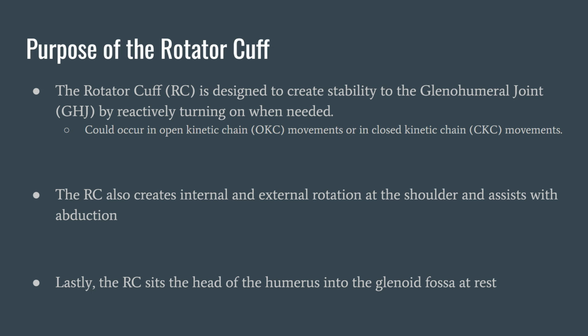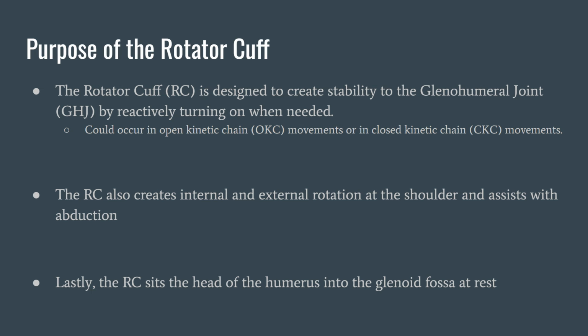The rotator cuff also creates internal and external rotation, like we talked about in the last slide, where those muscles are attached. And then lastly, the rotator cuff seats the head of the humerus into the glenoid fossa at rest or with any of those activities.